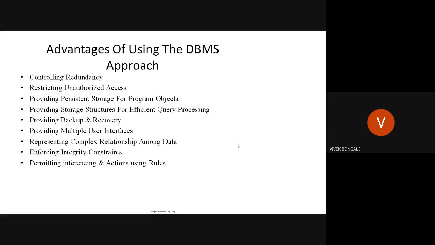The last one is permitting inference and actions using rules. Some database systems provide the capability for defining deduction rules for inferencing new information from the stored database facts. These systems are called deductive database systems. We have concepts in the database like triggers and stored procedures. With the help of these, we can easily apply more operations on the database.